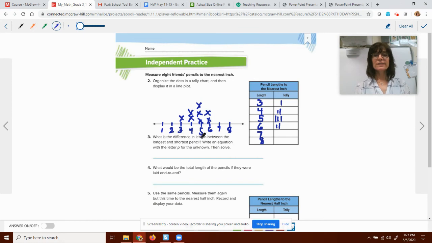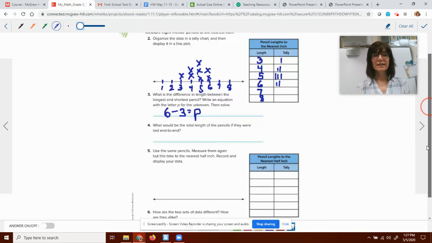What is the difference in length between the longest and shortest pencil? Well, if I'm looking at something like this, the longest pencil is 6 inches. The shortest pencil is 3 inches. They want me to write an equation for the unknown using P for the unknown, and so I will. And then I need to solve it, so I'll let you solve. I'm going to let you do number 4 yourself.